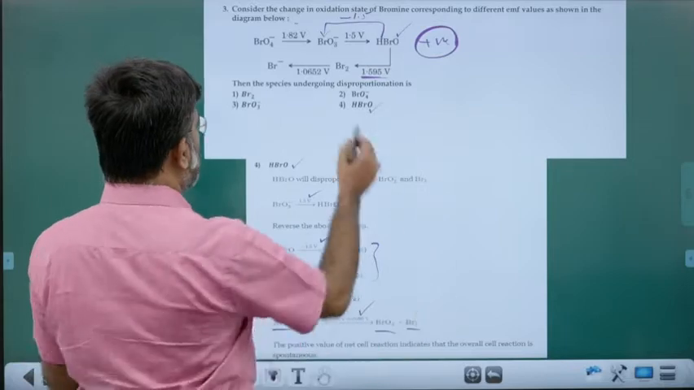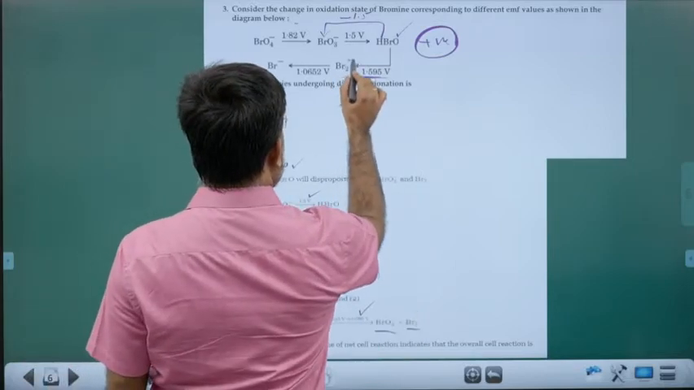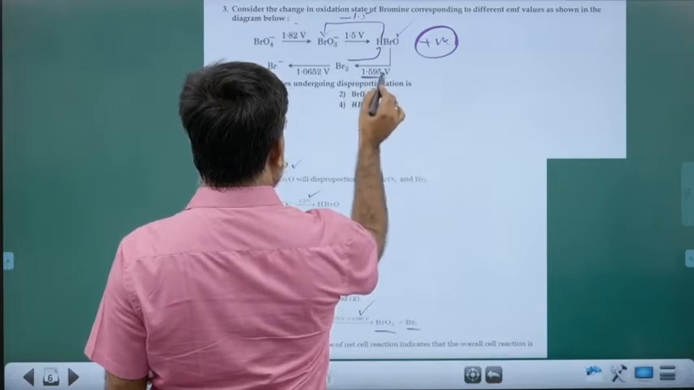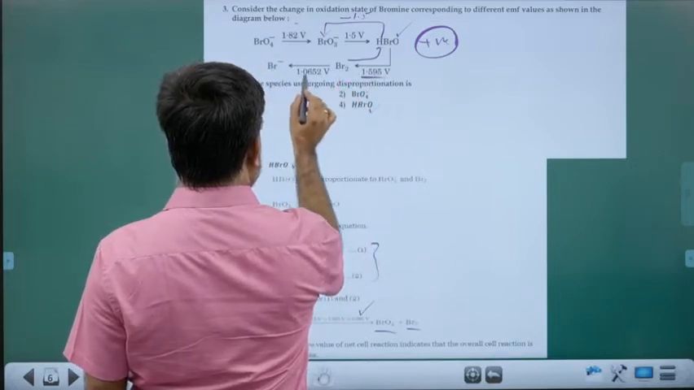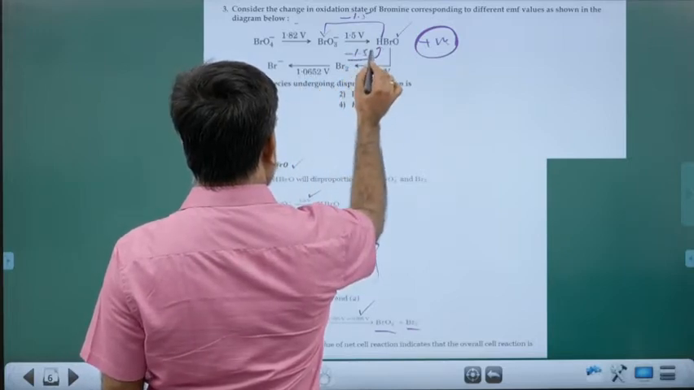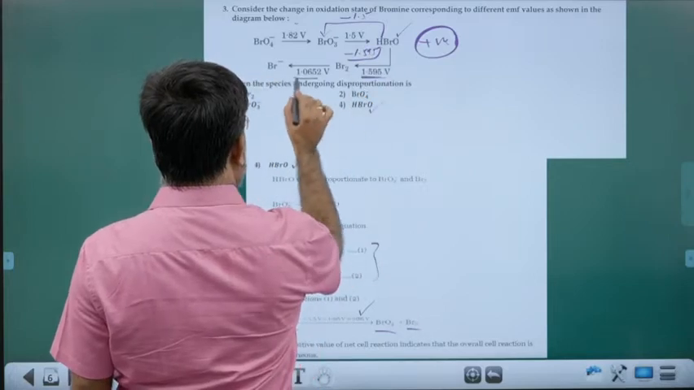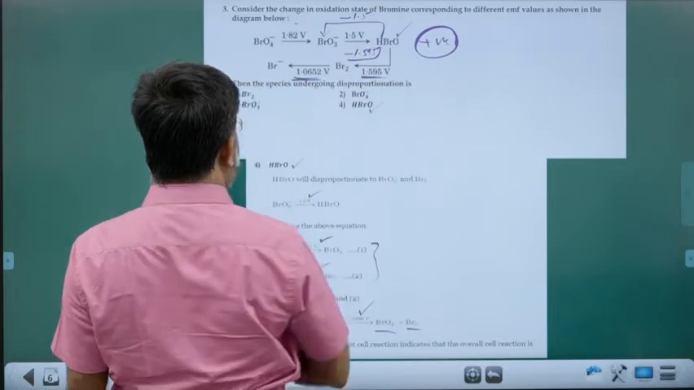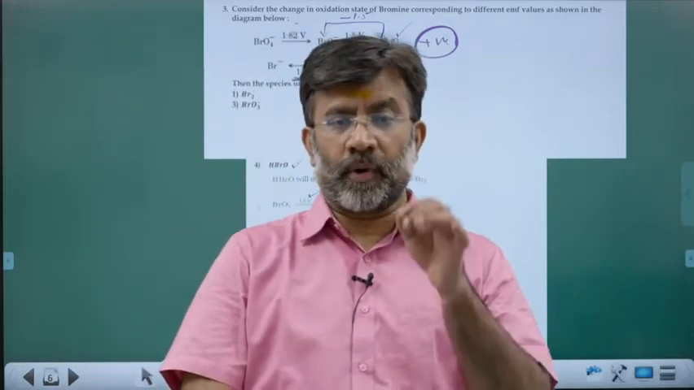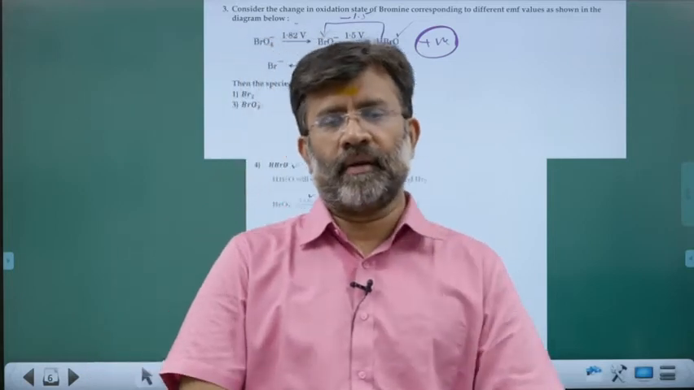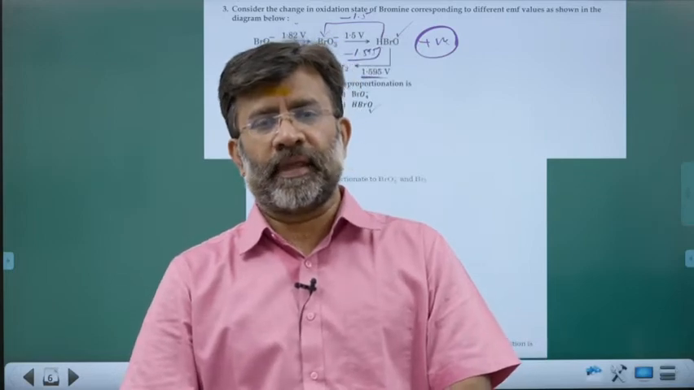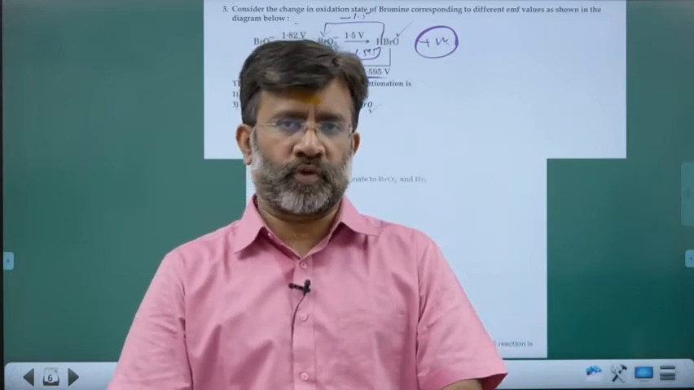Now, suppose you are talking about this one. This converted to this, it will be minus 1.595. And this converted to this, that is 1.06. So this is going to be minus 1.595, and this is 1.06. When you add, it's going to be a negative EMF. Right? So, according to the potential data given, we can understand HBrO will undergo disproportionation.